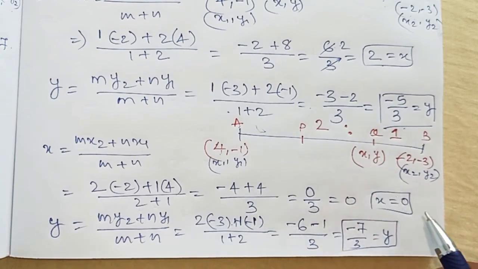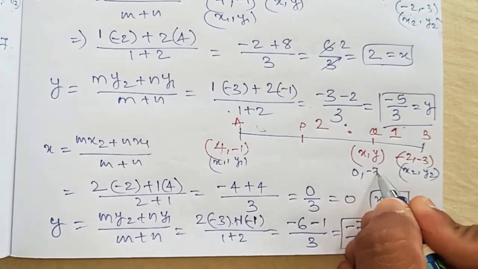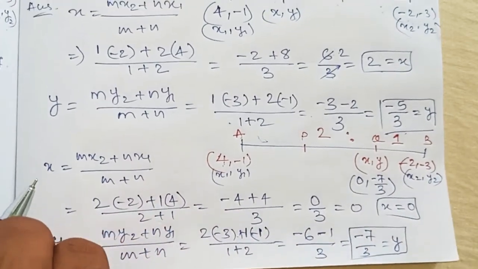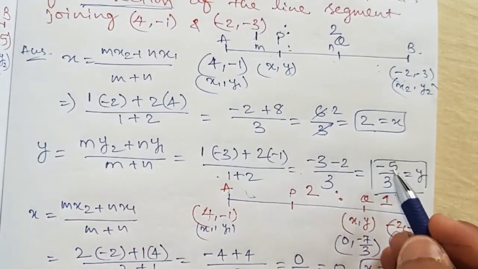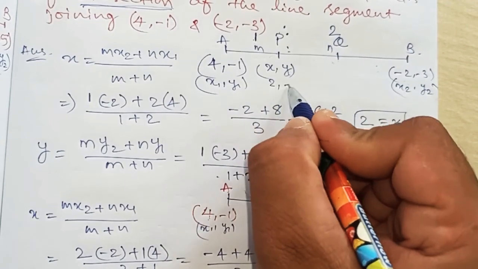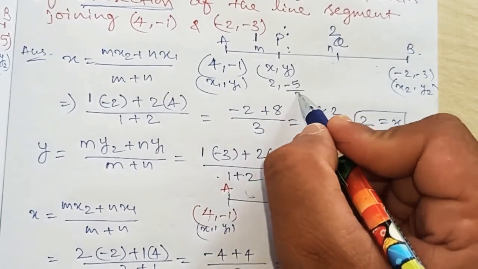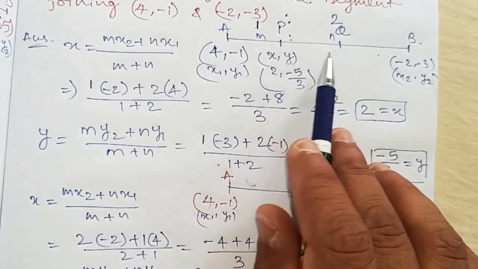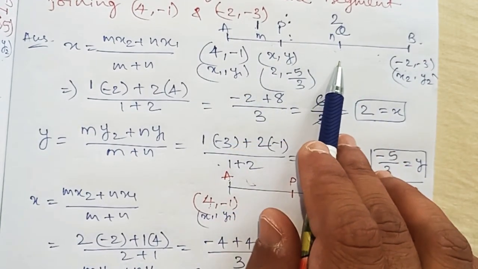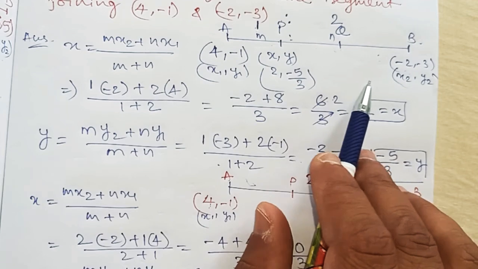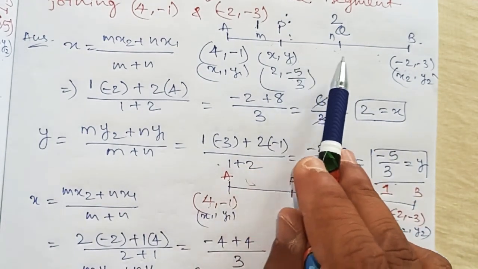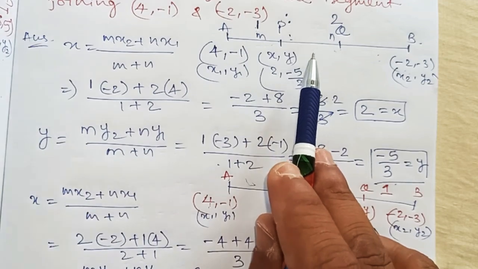So the coordinates of Q are 0 comma minus 7 by 3, and the coordinates of P were 2 comma minus 5 by 3. So in this way we can find out the coordinates of the line trisection. If any line is trisected, in this way we can find out the two more coordinates of the trisecting line. Okay, next question.